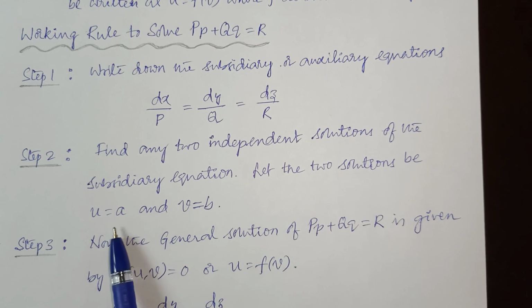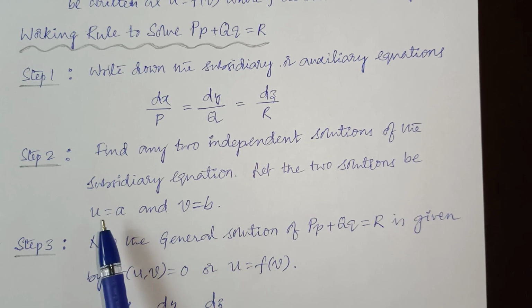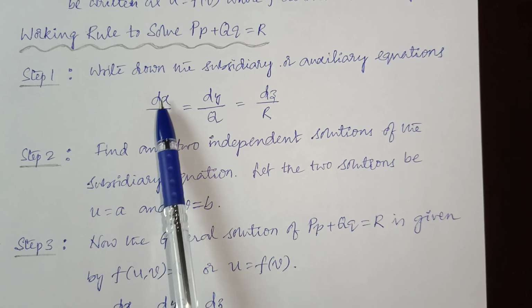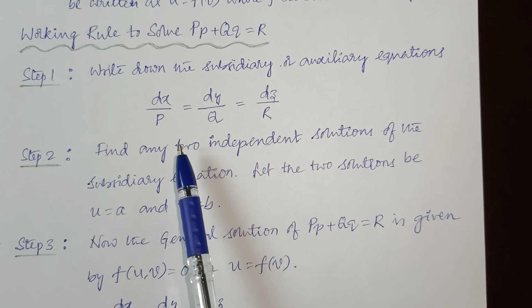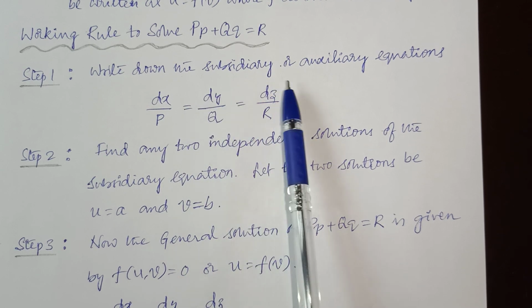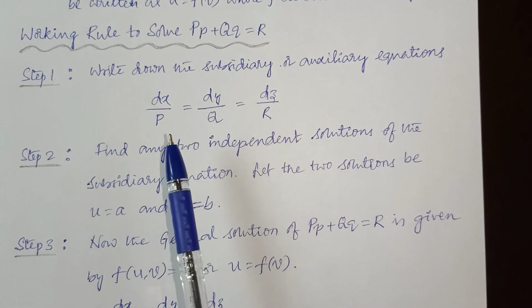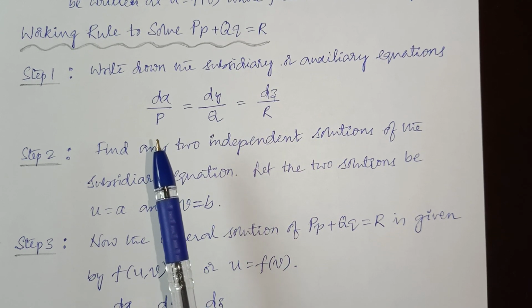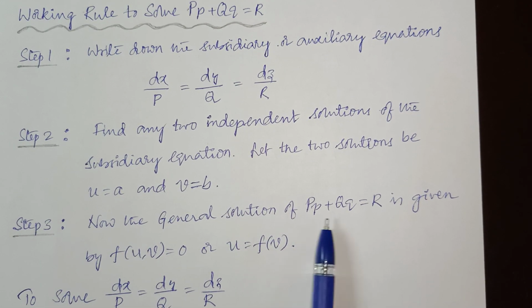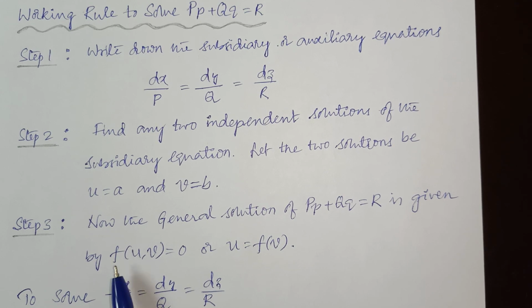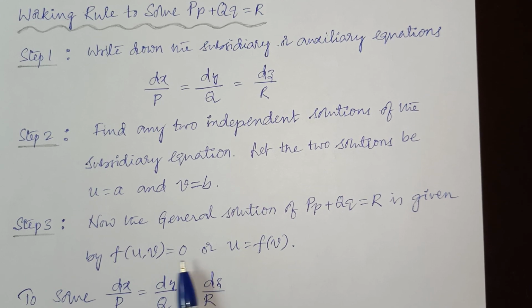Let the solutions be u is equal to a and v is equal to b. We get the two independent solutions by equating any two of these members, for example the first and the last. Step 3: the general solution of Lagrange's linear equation is given by f of u comma v is equal to 0, that is, a function of u comma v is equal to 0, or u is equal to f of v.